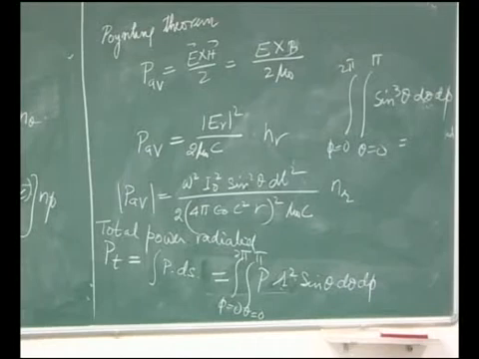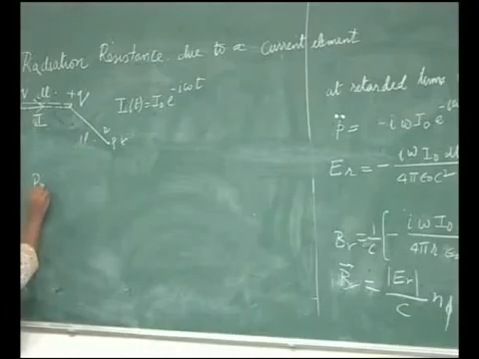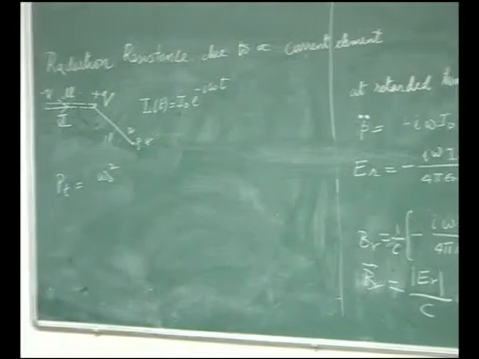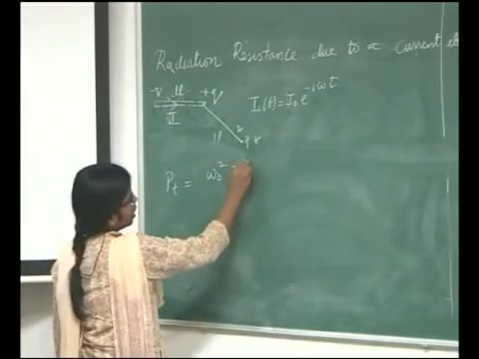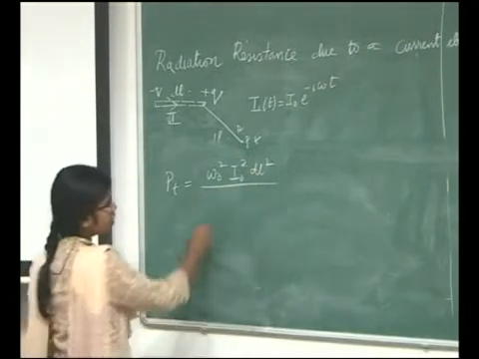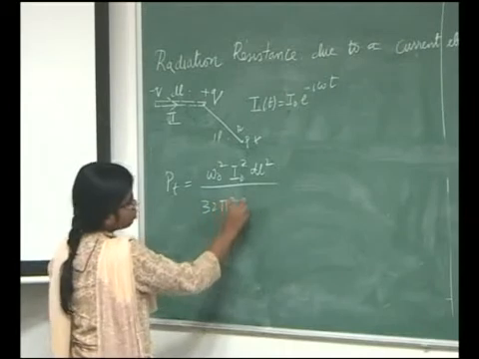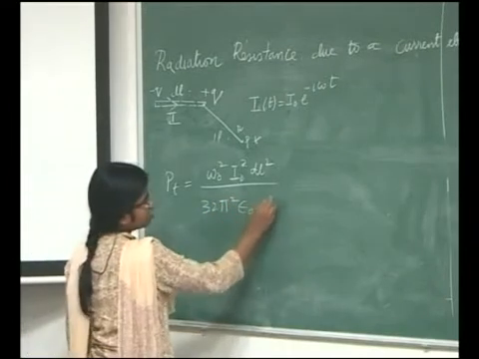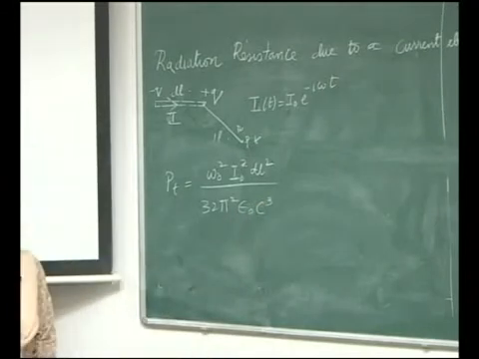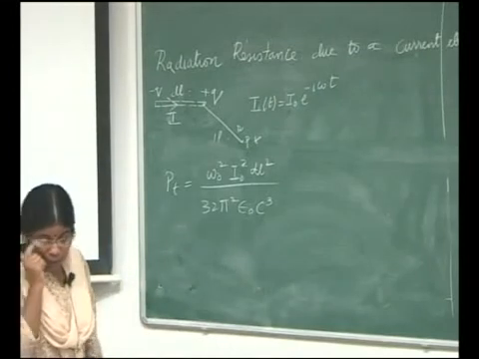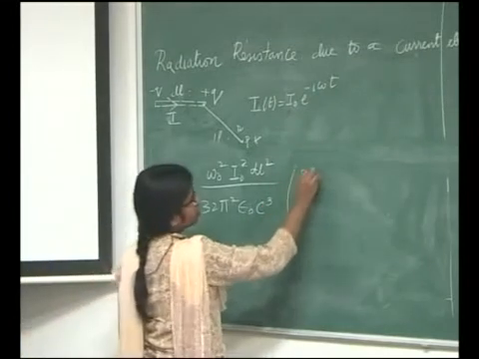So, what I get is P total is equal to omega 0 square I 0 square dl square divided by 32 pi square epsilon 0 c cube, where I have converted mu into epsilon 0 c square, okay, epsilon 0 c cube, and into 8 pi by 3.